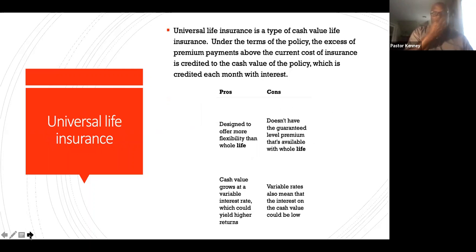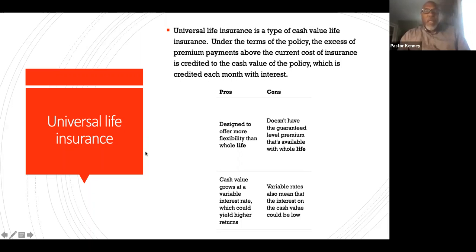There's universal life. There are pros and cons. Universal life is interesting because it allows you to play with the money.